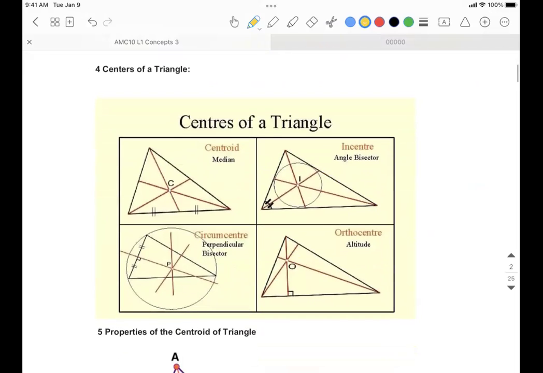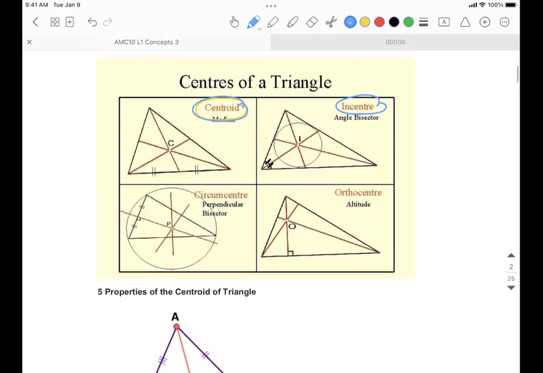Okay? Let's go to section number 4, the centers of a triangle. As long as you have a triangle, you have multiple centers, right? You have the centroid, which is the 3 medians' intersection. You have the incenter. The incenter is the 3 angle bisectors' intersection. You have the circumcenter. The circumcenter is the 3 perpendicular bisectors' intersection.